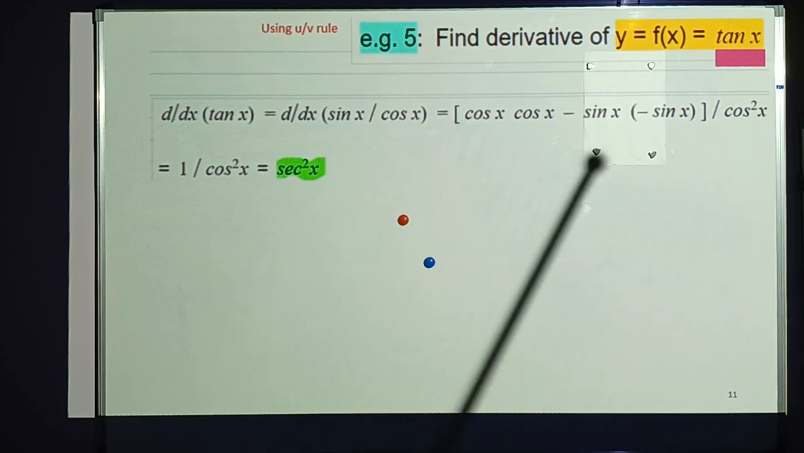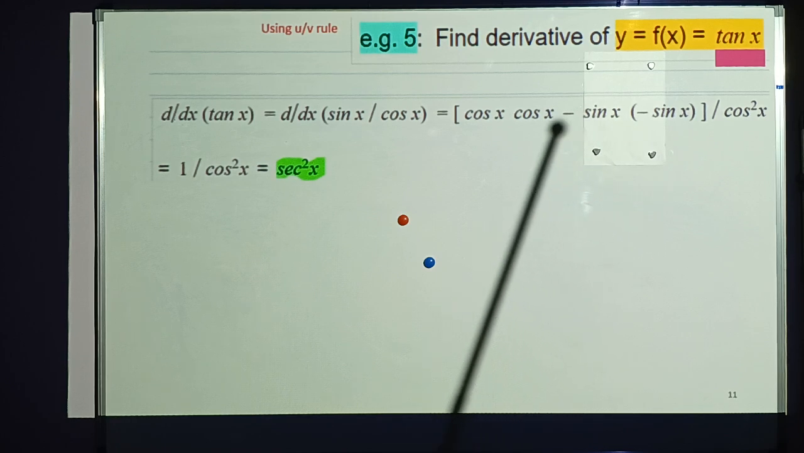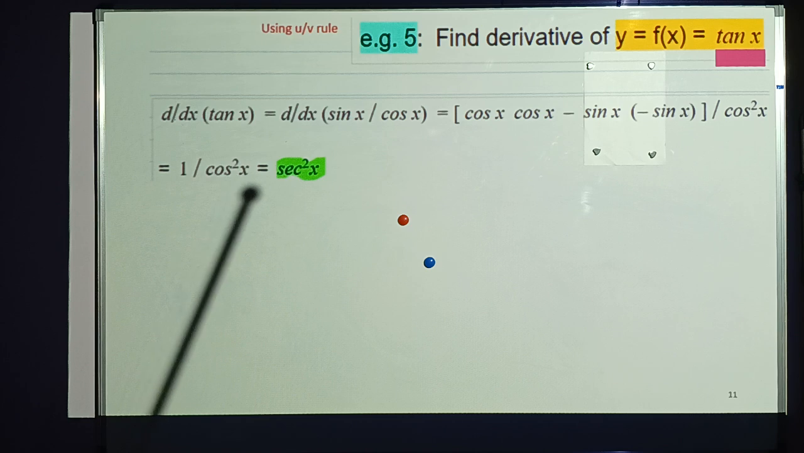So this is cos squared plus sine squared, which is 1, by the basic trigonometric identity, divided by cos squared, and 1 by cos squared is secant squared. So we get the result that the derivative of tan x is secant squared.